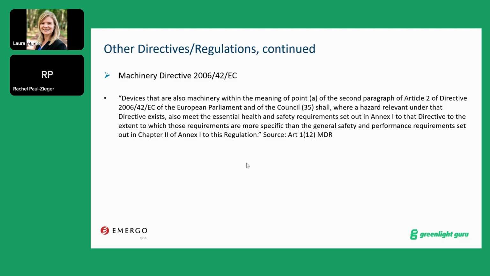Great, thank you. Okay, so next question is, the device part of a drug-device combination is regulated by 2001/83/EC. Does this need to have a GSPR checklist?